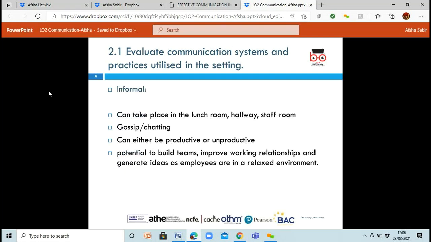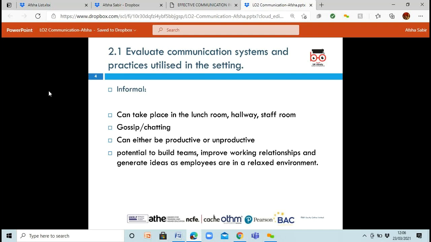And then we've got informal. So informal can actually be quite productive, but it can also be unproductive. But we'll get into that in a moment. When you look at informal, this can take place when you're having your dinner. You might be walking through the hallway and you might say hi to someone, or you might not have worked with someone for a while and say, oh, I've not seen you, that type of conversation. It could take place in informal settings, like the staff room. You probably end up doing a lot of chatting and gossiping in informal conversation.